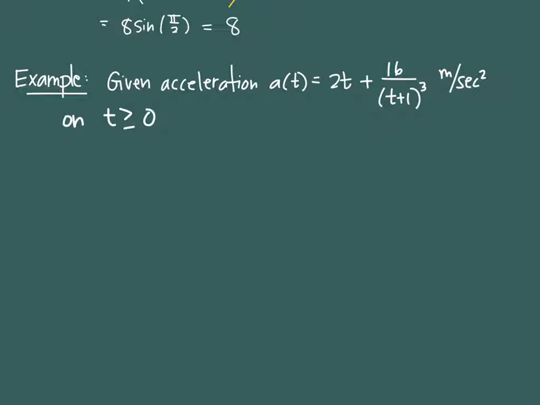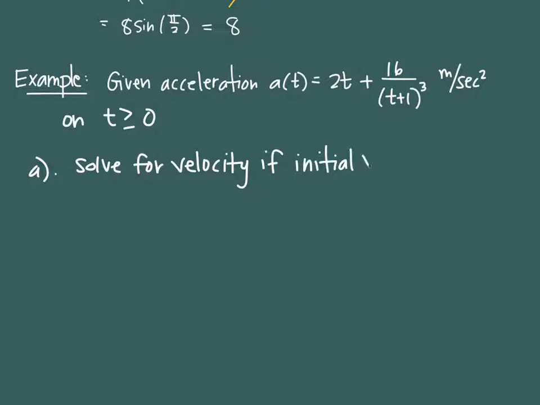All right, first question. Solve for velocity, if the initial velocity, v sub 0, is -8 meters per second. All right, well, how do I solve for velocity if I have acceleration? Antiderivative. So I can do the antiderivative to this.